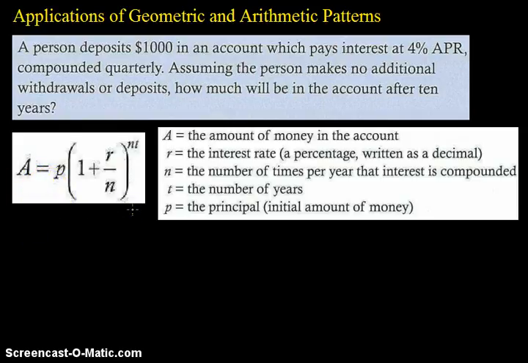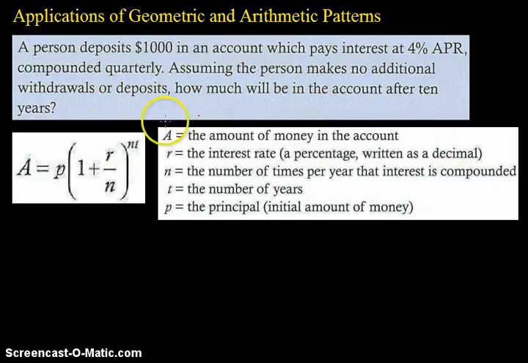The A represents the amount of money we have in the account. The P is the starting value at the very beginning, the initial amount of money. The R is the interest rate, and make sure that it is in decimals.